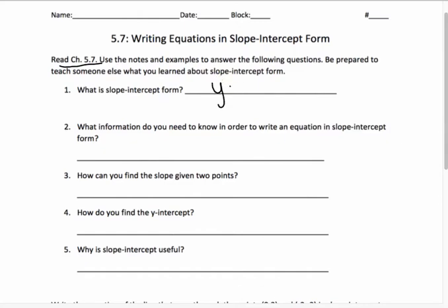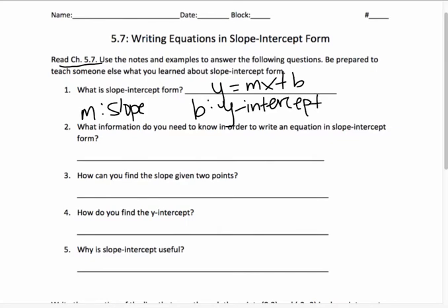So slope-intercept form is y equals mx plus b. M is the slope, as we know, and b is the y-intercept. Remember, the y-intercept is where x equals 0. So b, remember, we could write that as a point, which would be (0, b). And b represents the y value when x equals 0. What information do we need in order to write an equation? Well, we need slope and y-intercept.